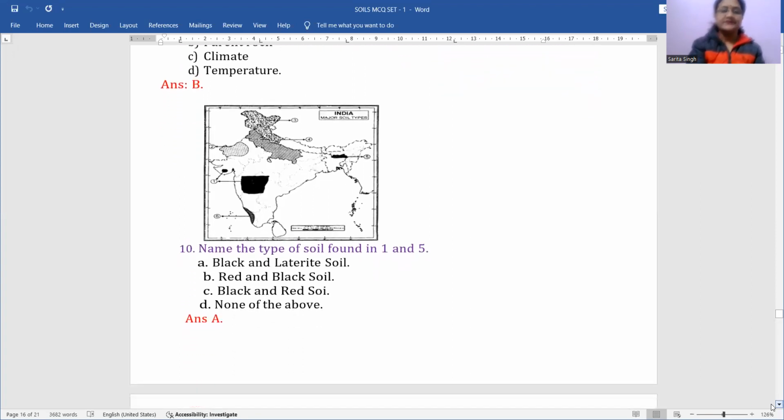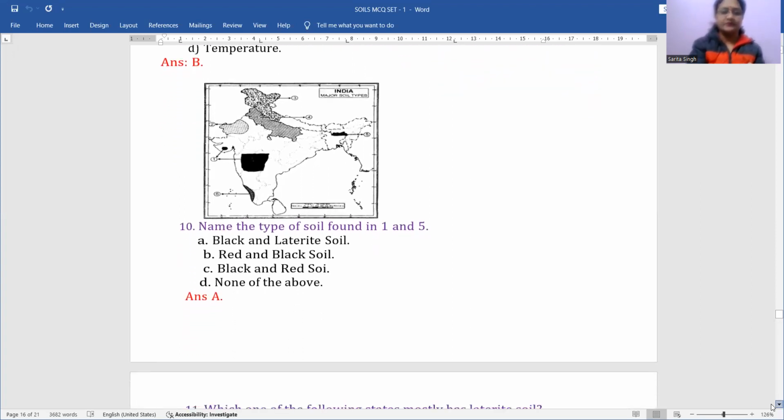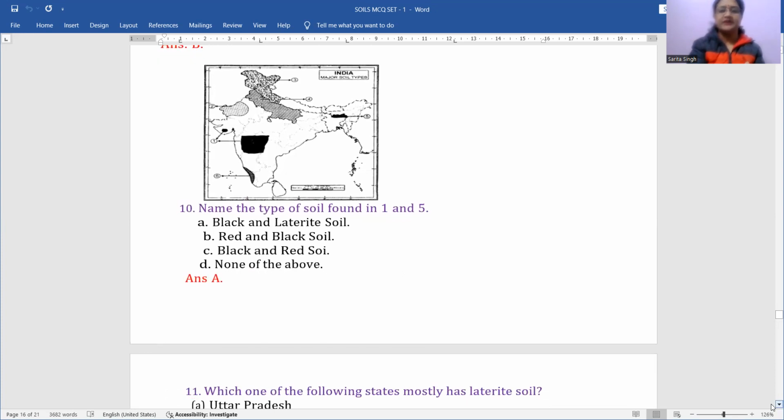Next है, आप देख सकते हो एक मैप दिया हुआ है आपको, right? अब इसमें क्वेश्चन है नेम द टाइप ऑफ सॉइल फाउंड इन 1 and 5, right? 1 and 5. 1 is the darker part, right, in the Deccan Trap region, and 5 is the Malabar region in Kerala part. Clear? अब बताइए आप कौन सी ये दो सॉइल्स हैं. Number 1 is black soil and number 5 is laterite.